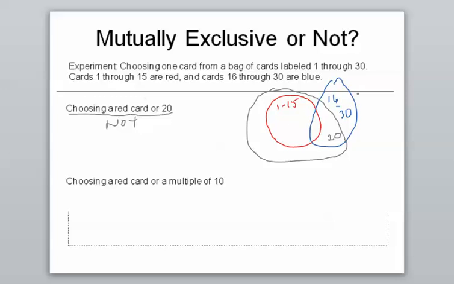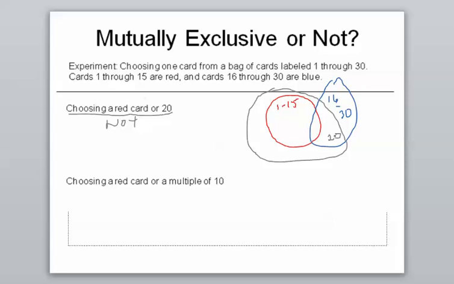If I look at the probability of drawing a red card, that's 15 in 30. The probability of drawing a blue card, that's 15 in 30. But the probability of drawing a red card or a 20 is not going to be 1 out of 30. It's going to be something slightly different than that because there was an overlap.